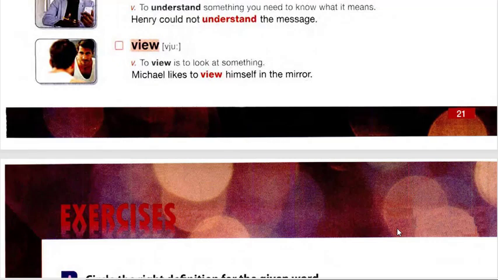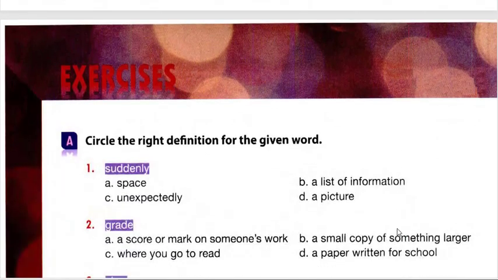View, as a verb means دیدن. Like look, like watch, like see. To view is to look at something. Michael likes to view himself in the mirror.